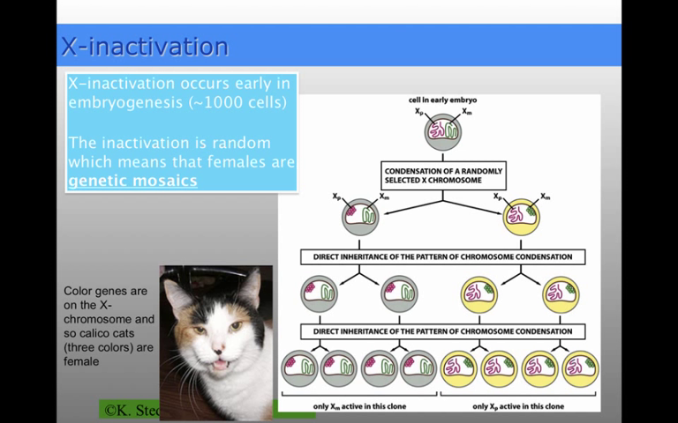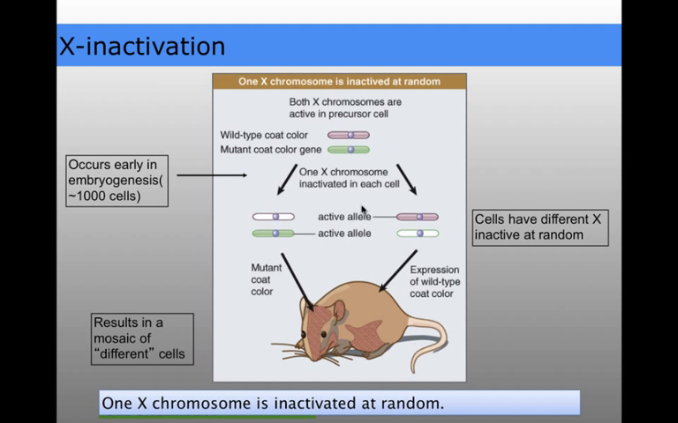Also, one of the reasons why you very, very rarely see male calico cats. They're almost always females, because if you had a male, then you're going to have just one X chromosome, and you have lots of problems with that haploid case there.